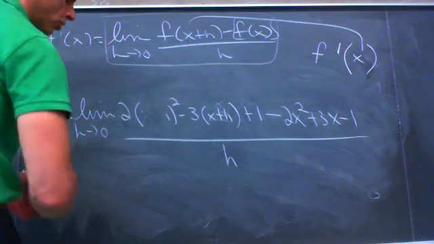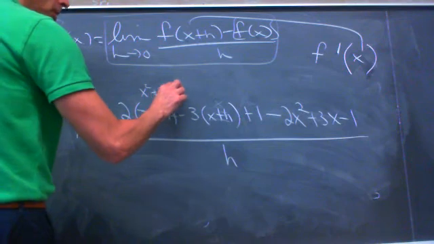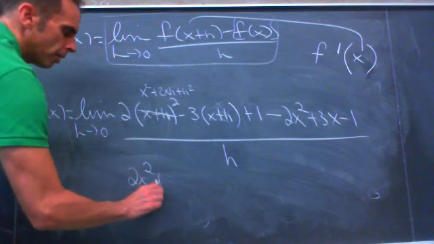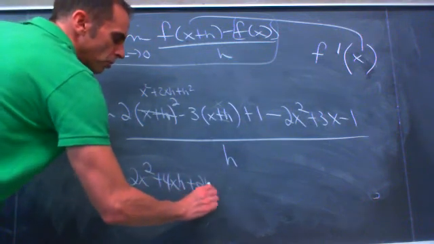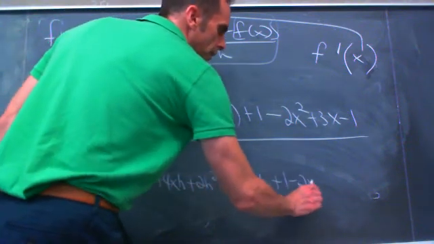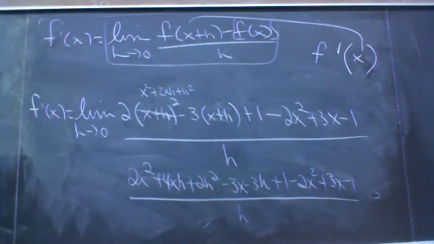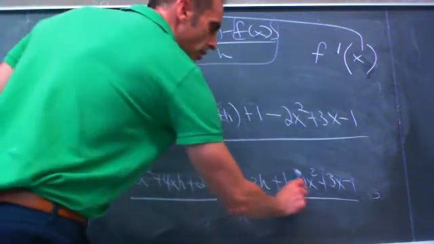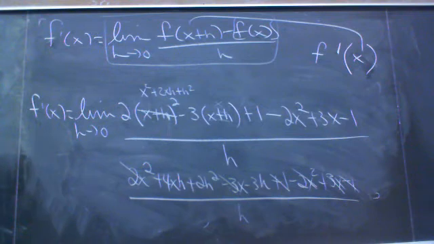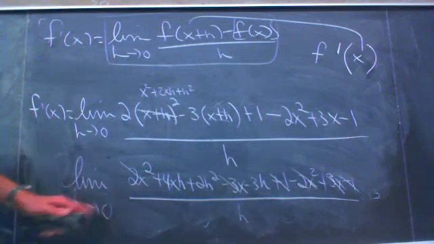But in going forward and just simplifying this, I'm going to make this x squared plus 2xh plus h squared. I'm going to distribute and get 2x squared plus 4xh plus 2h squared minus 3x minus 3h plus 1 minus 2x squared plus 3x minus 1 all over h. Okay, some algebra that we're very familiar with. Everything without an h should drop out, and it does. And now if I take the limit as h goes to 0, I get 0 over 0.